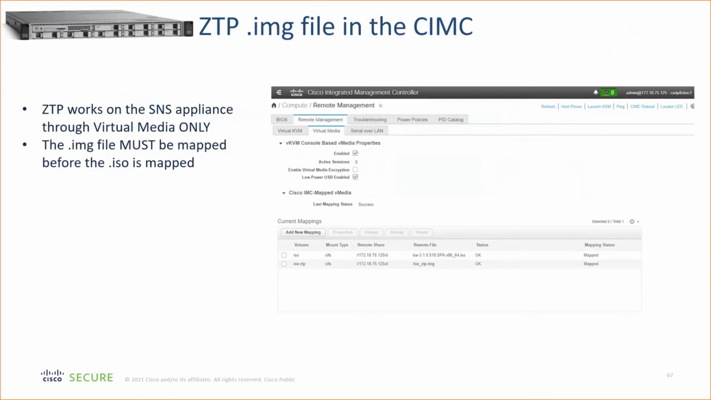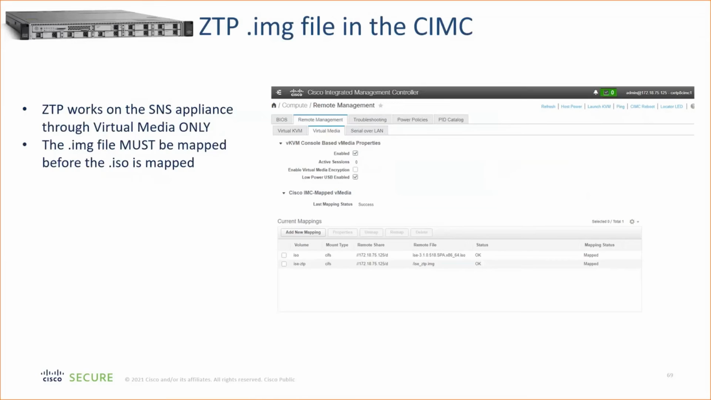All right, so we can do this through the CIMC on an SNS server. It only works on virtual media, so you can't just plug in a USB image file for this. It has to be mapped in the CIMC, and the image file must be mapped before the ISO file. So if you already have an ISO file or something mapped in your virtual media, you have to unmap the file. I choose not to keep the file when it asks. Then I map the image file, then I map the ISO file.